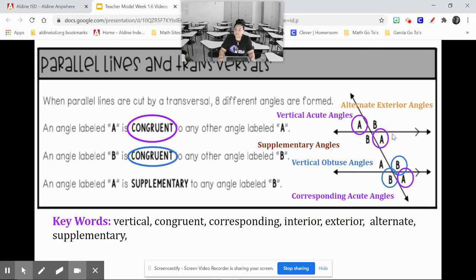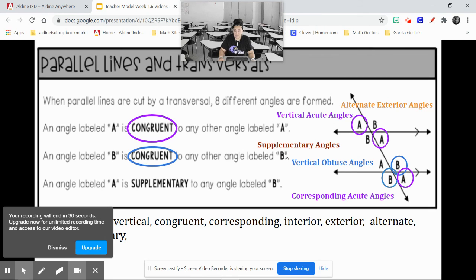Because angle A is acute, angle B is obtuse. So when I put the acute angle with the obtuse angle, it gives me 180 degrees, which is a supplementary angle. Okay? So once again, anytime I have an angle B with an angle A, that gives me supplementary angles.